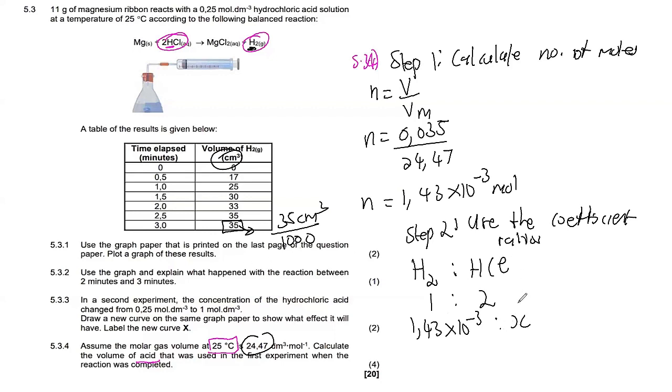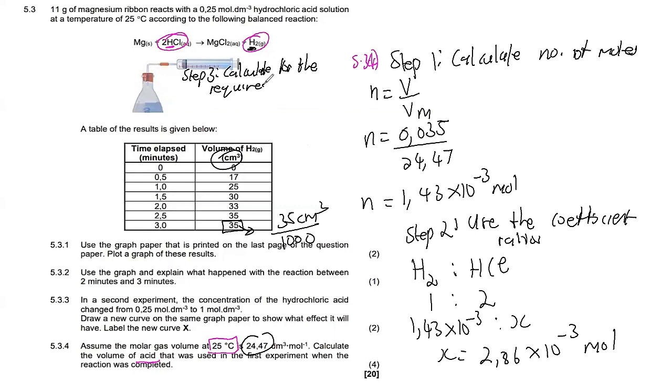Now to calculate the number of moles of hydrochloric acid, we obviously need to cross multiply that. As we cross multiply, we have 2.86 times 10 to the exponent of -3 moles. Right, but then what are we looking for? We are looking for the volume of the acid. So step number 3, we already know this is where we calculate for the required value.